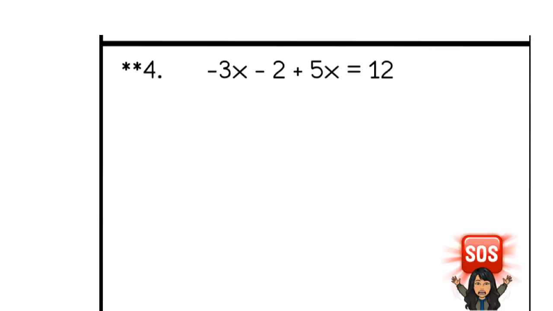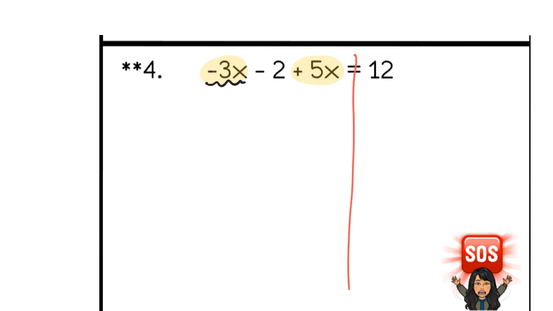All right, friends, if you've made it here, you've made it to the last question, and this is round 4. Okay, so this one is mildly more complicated because you need to combine like terms. A like term is a term that either has the exact same variables, x and x, or are constants. So in this case, I have a negative 3x and a positive 5x. So I am going to start by combining those two first.